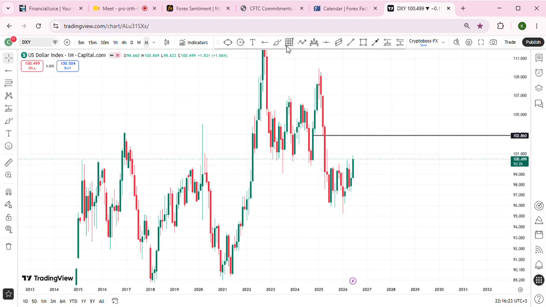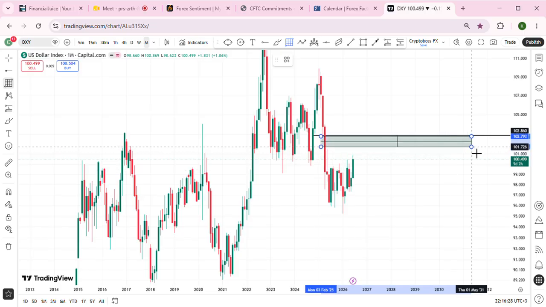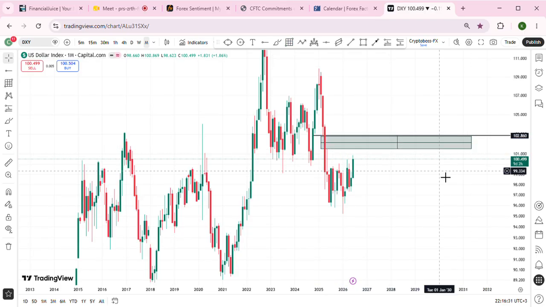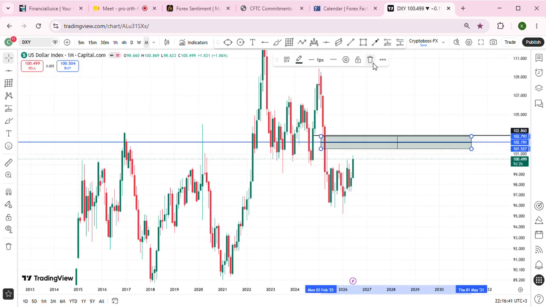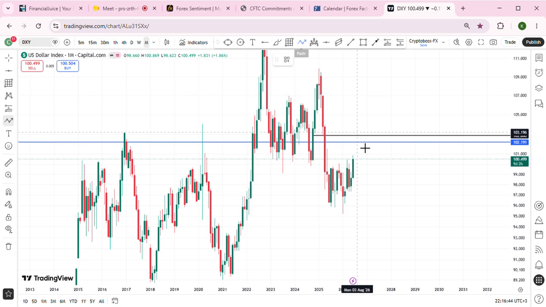Also, I'll mark its half, which is 50%. It's going to be very crucial when the time comes. So as the dollar index is going up, for me to start selling the dollar index, it has to come to either this line or the upper one, so that I can continue selling it. That is based on the monthly time frame.